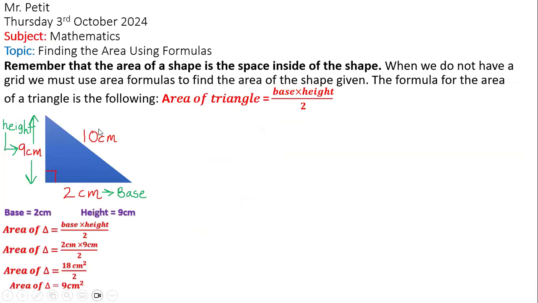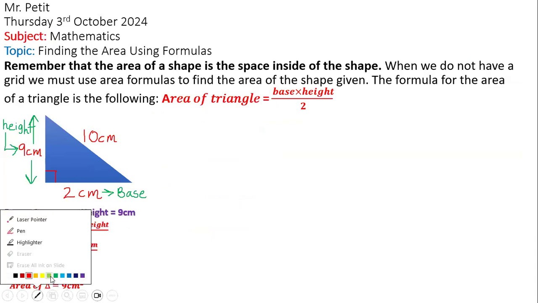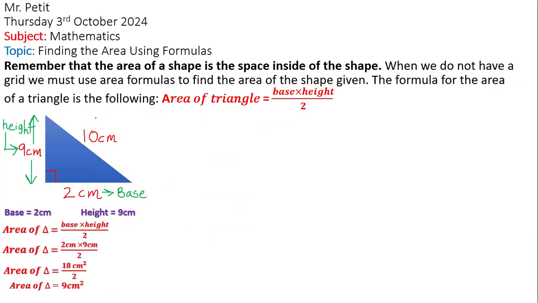It's neither. What do we call 10? Anyone know the name of the side? There's a special name we give to the side. The hypotenuse. Okay, yeah, the hypotenuse. The hypotenuse is the longest side. So this is not the base, this is not the height. This is the hypotenuse, so don't get it mixed up. We have to use the base times the height divided by 2, and that's going to give us the area of the triangle.